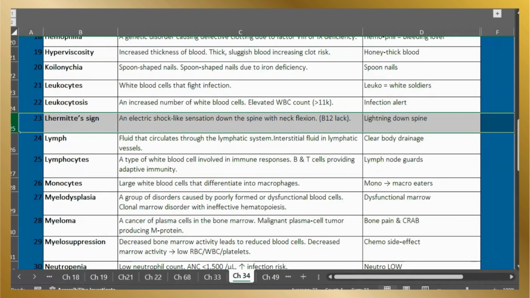Then, oh Lord, Lhermitte sign. It's an electrical shock-like sensation down the spine with neck flexion. So it's the lack of B12. It's like a lightning spine. So we know it's in B12. Sometimes it's also seen in multiple sclerosis.